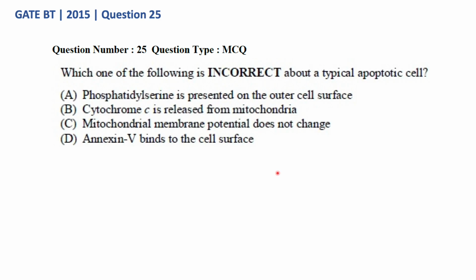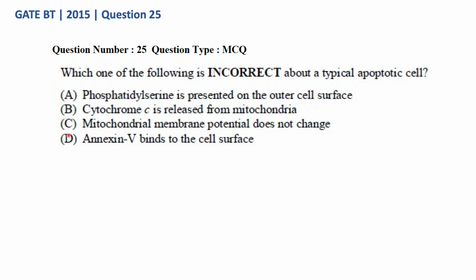So we have just seen some of the characteristic features of apoptotic cells. And now coming back to our question, which one of the following is incorrect about a typical apoptotic cell? Option A, phosphatidylserine is presented on the outer cell surface. This is true because we just saw that the lipids in the cell membrane are rearranged and phosphatidylserine is presented on the outer surface of the cell. So this is not the answer. And then option B, cytochrome C is released from the mitochondria. This is also true. We just saw how it is released and what it does to activate the apoptotic pathways.